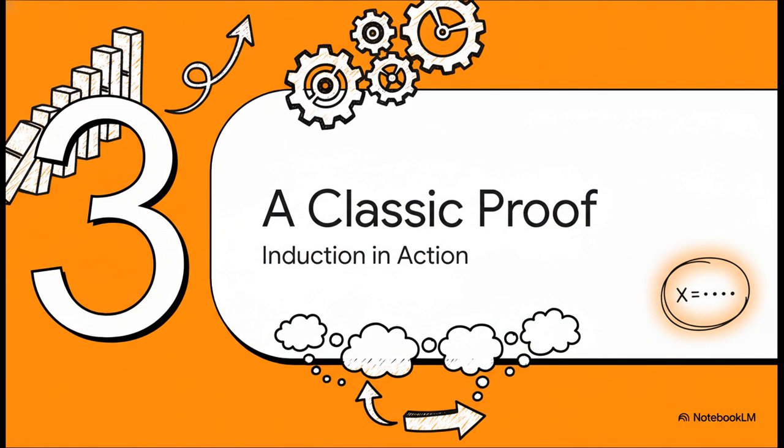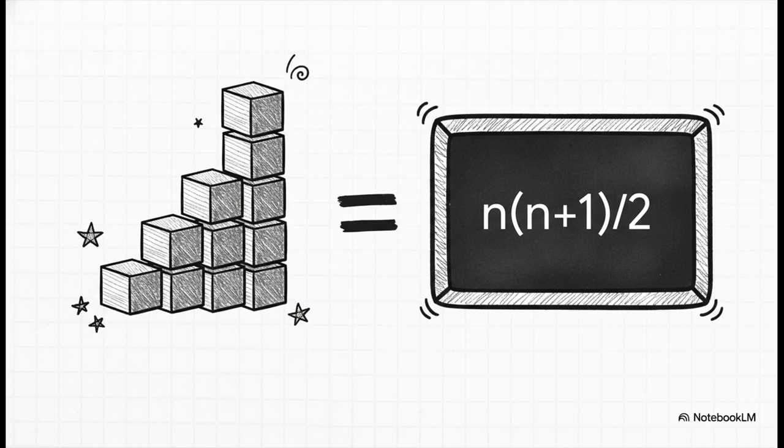Okay, so theory is one thing, but let's get our hands dirty and see how this thing actually works with real numbers. We're going to walk through one of the most classic proofs by induction out there. So here's what we're going to prove. This is a super famous formula that says if you add up all the numbers from 1 up to some number n, so 1 plus 2 plus 3 and so on, the answer is always n times n plus 1 divided by 2. This is like the perfect problem to test out our new domino logic on.